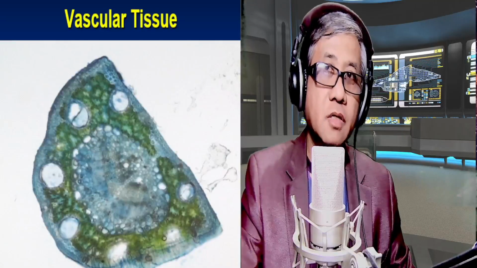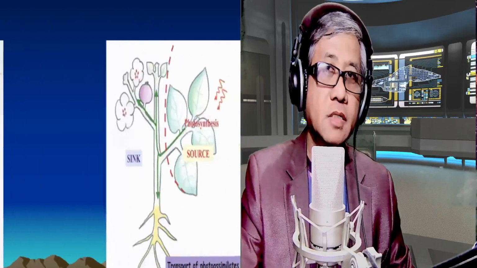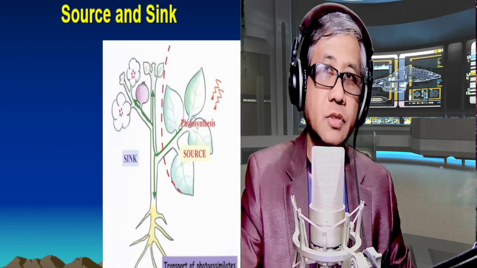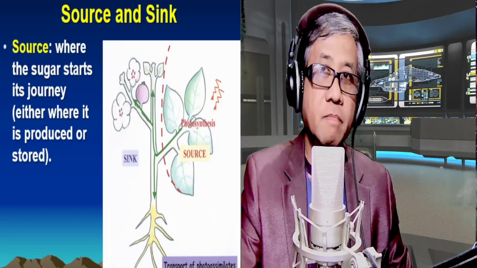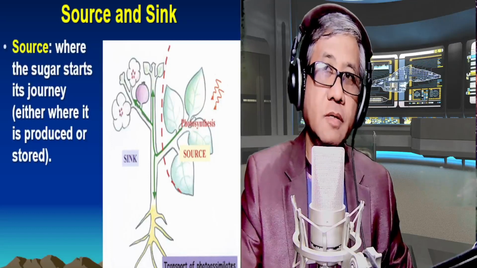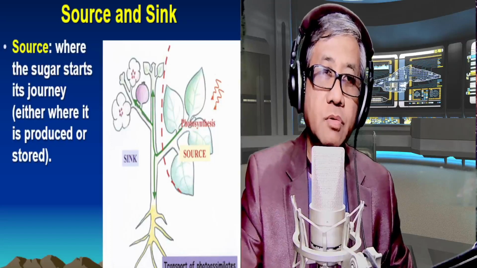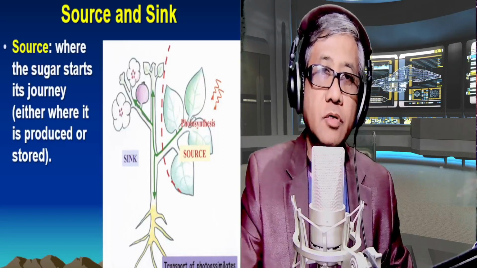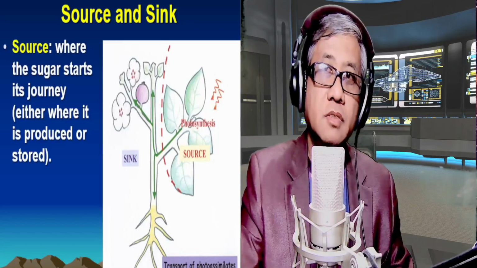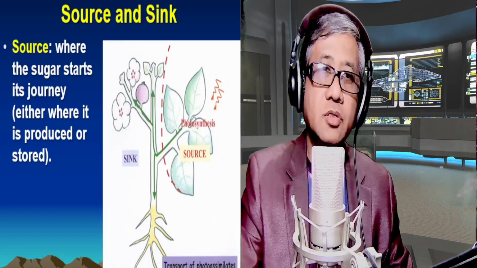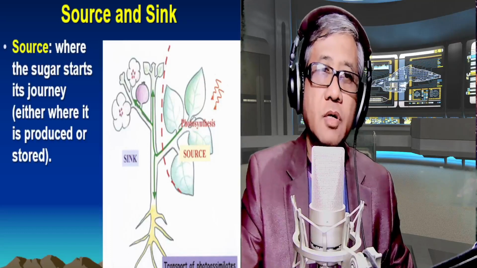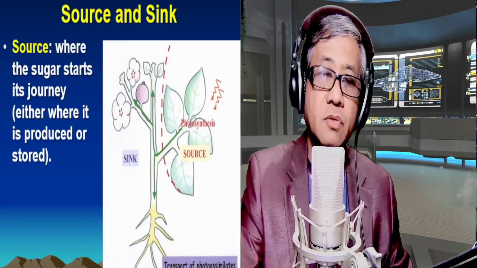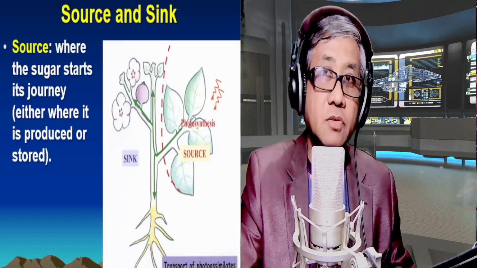At this point, let us now differentiate, in relation to transport, terms such as source and sink. What is the difference between source and sink? When we speak of source, this is the plant part where the sugar starts its journey. This is either where sugar is produced, like in the leaves, or where sugar is stored, like in the roots. So the leaves are a source, and sugar is also stored in the roots, like those of the potato plant or the carrot.